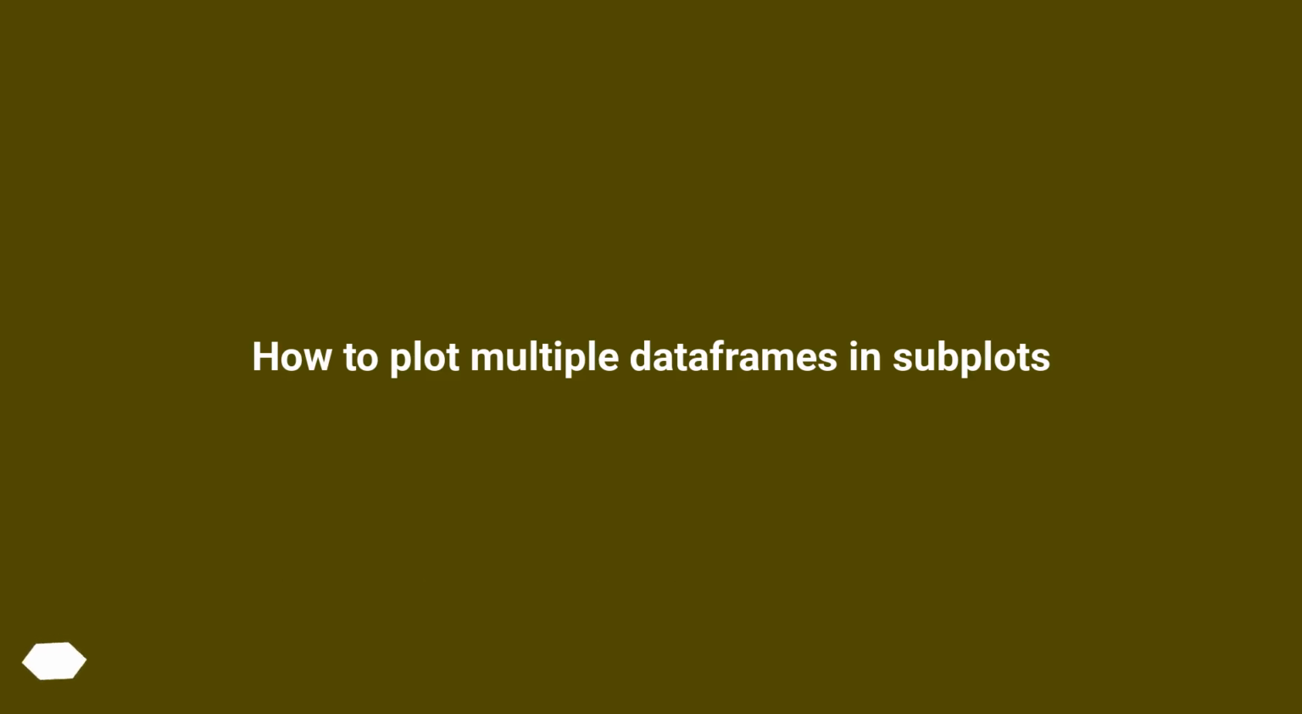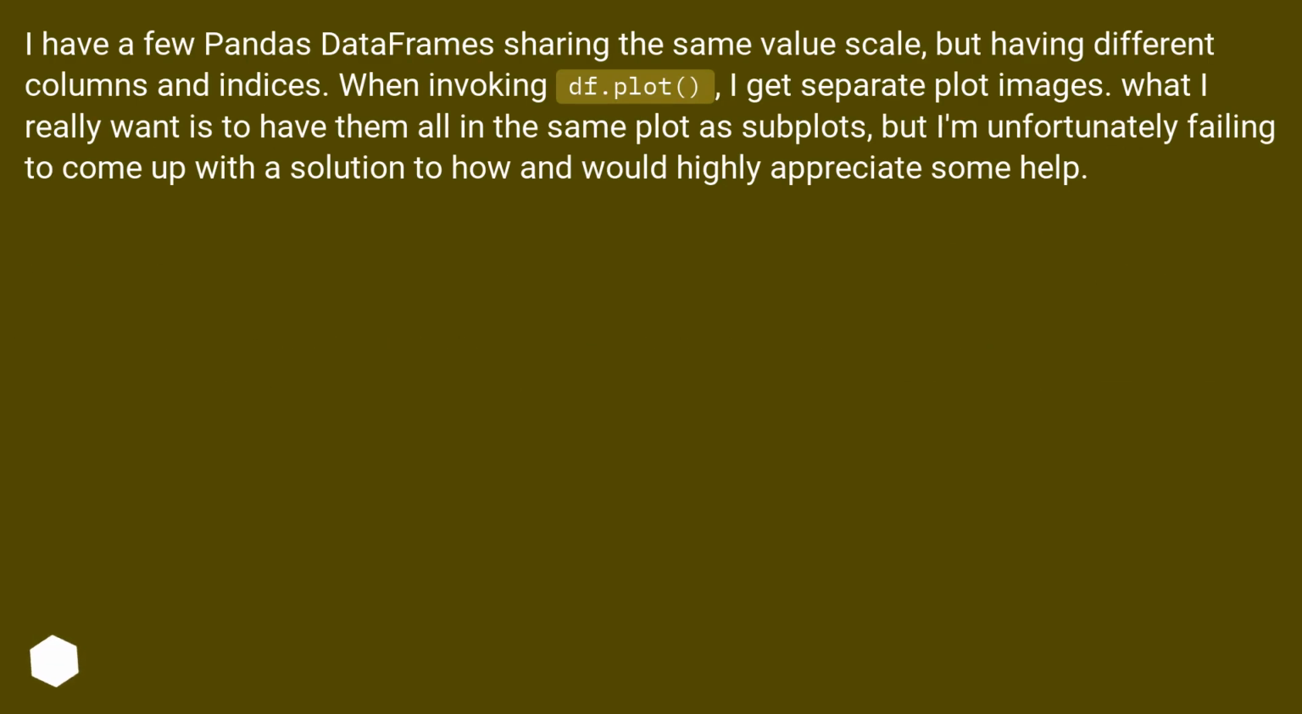How to plot multiple data frames in subplots. I have a few pandas data frames sharing the same value scale, but having different columns and indices. When invoking df.plot, I get separate plot images. What I really want is to have them all in the same plot as subplots, but I'm unfortunately failing to come up with a solution to how and would highly appreciate some help.